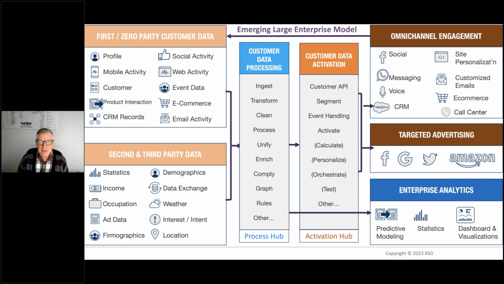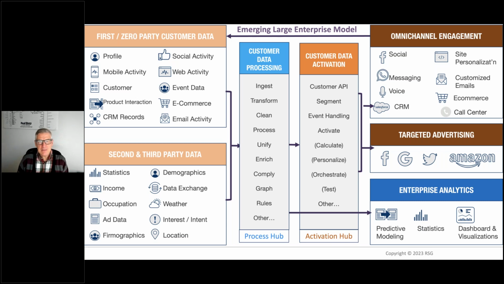Typically, this is a data ops function where you're ingesting, transforming, cleaning, unifying, all those things that you can read under the blue column there. And then customer data activation, which is more of a marketing ops function, is about leveraging this customer data within particular channels, whether they're owned and operated or paid. So you've got a customer API, segmentation services, event handling, activation services, maybe some other services around light field creation, personalization, orchestration, testing, and so forth. So logically, you can think of these as a process hub and an activation hub.